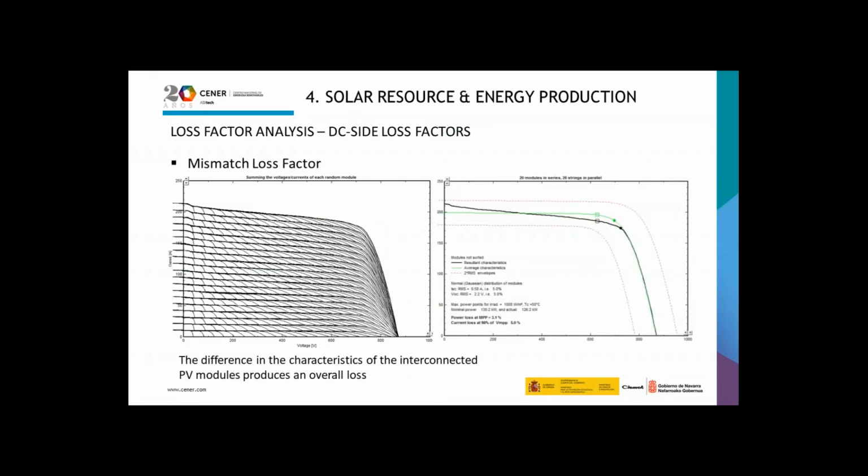The mismatch loss factor considers the effect of having different parameters of the PV modules interconnected due to manufacturing tolerances and parameter dispersion. This means that the sum of the powers of all the photovoltaic modules placed in the same operating conditions is not the total power of the photovoltaic generator. This difference can be seen between the green line and the black line in the figure on the right side of the slide.